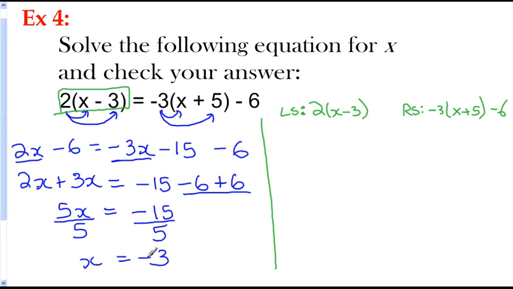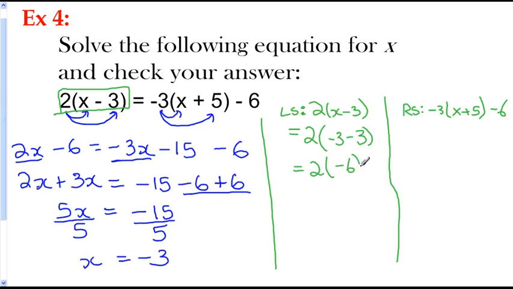Okay, now what I'm going to do is take my solution, which is negative 3, and plug it in for x, and hope that the left side is equal to the right side. So I write in 2, and then in here I'm going to put in negative 3 for x minus 3. I'm going to do each side separately. So 2, negative 3 minus 3 gives us negative 6. And so here I get negative 12. That's as far as I can go.